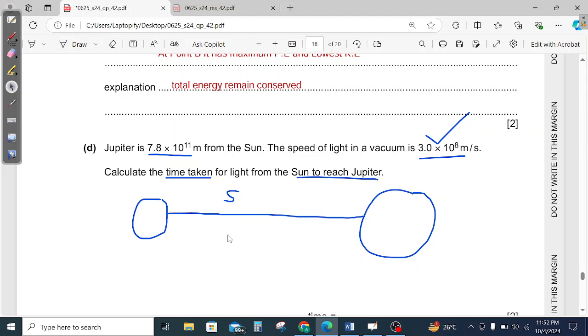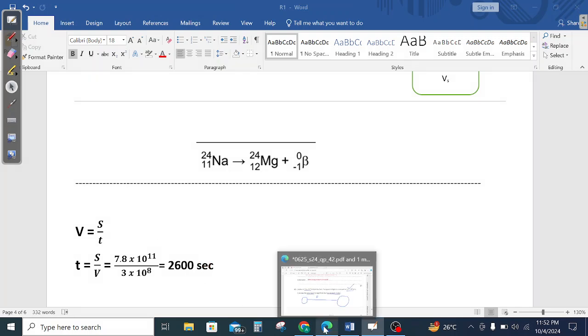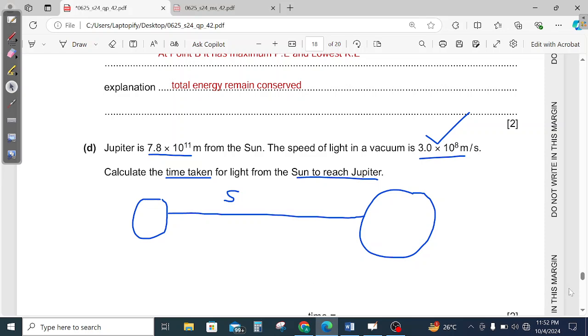So in that case it is a very simple question. You have to apply the formula speed equals distance over time. You have to measure the time, so you must rearrange for time. The distance is given, the speed is given, divide both terms. Around 2600 seconds will be consumed by the light to travel from the Sun to Jupiter. So it is a very easy question.